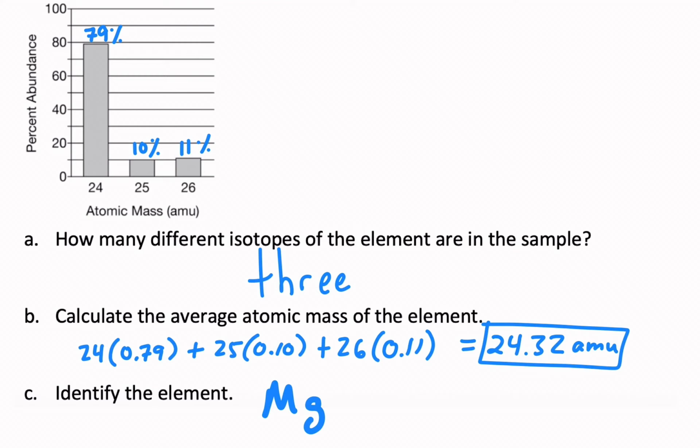Okay, so that's a quick rundown of the kinds of things that you might see on the AP related to matter and how we separate it and how we identify it.